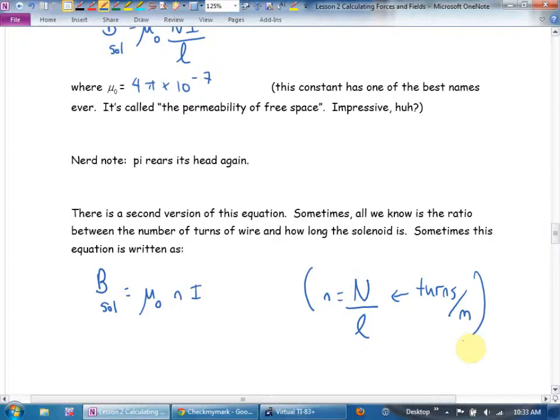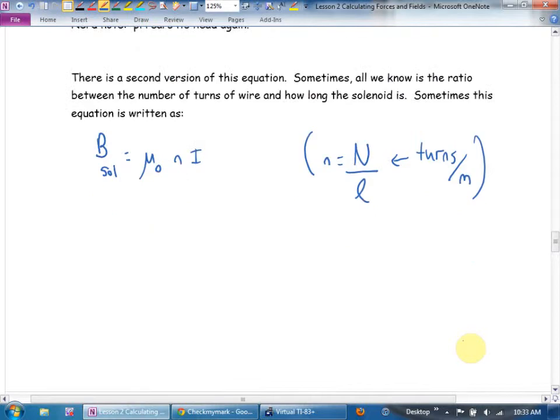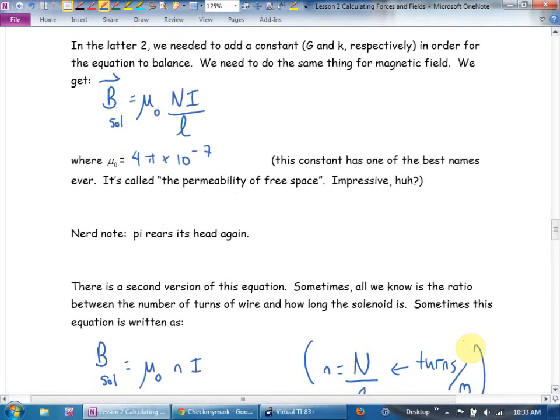Let's try a couple. But by the way, here's why this is so nice. We can control exactly how big a magnetic field we want. You want it bigger? Add more turns, or beef up the current. You want it smaller? Remove some turns or lower the current. It gives us pinpoint control, like to 7 or 8 decimal places, of how big a magnetic field we want. Very nice. Why we like solenoids.